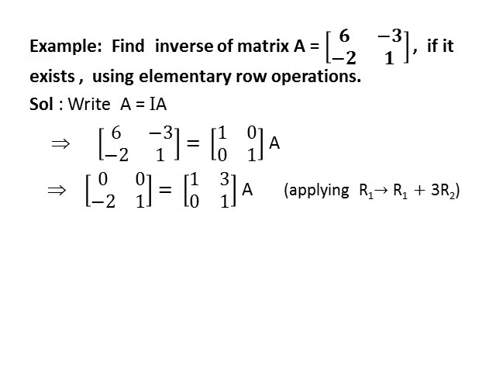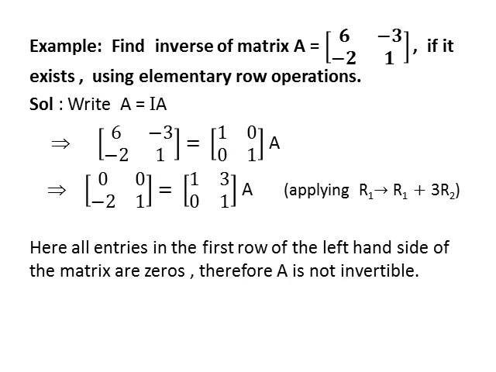Students, we know that after applying any row operation, if all the elements of any row of the left hand side matrix becomes 0, then inverse of the matrix does not exist. So here inverse of matrix A does not exist.